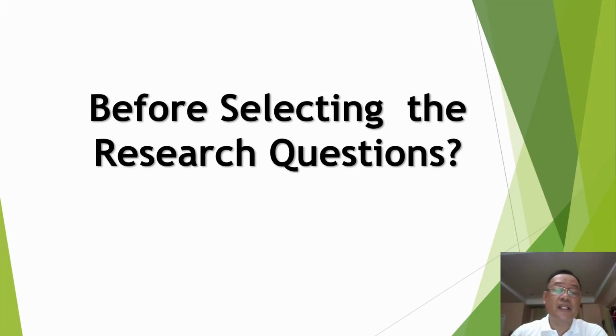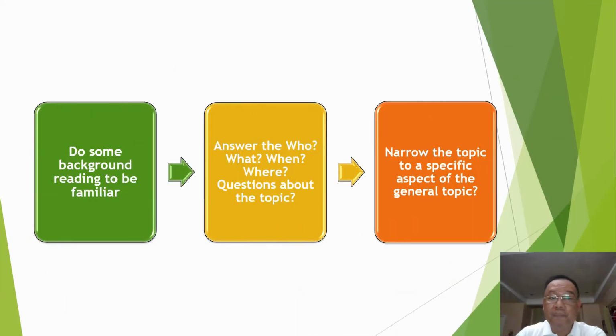So it is important that when you're going to select a research question, bear in mind that you have to do the following. Number one, do some background reading to be familiar. For example, COVID-19, or education, or lab life, or any particular topic for that matter that interests you a lot. Okay, so for example, you would like to study about health.